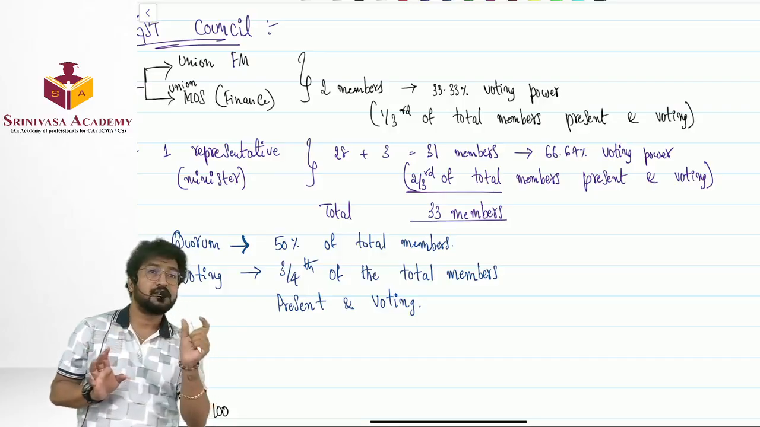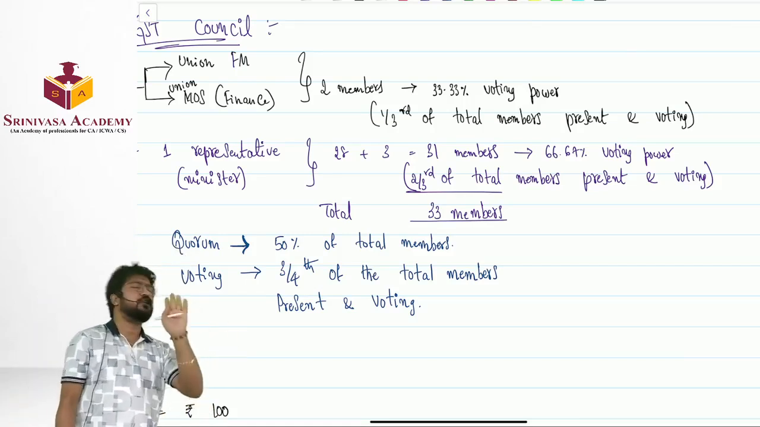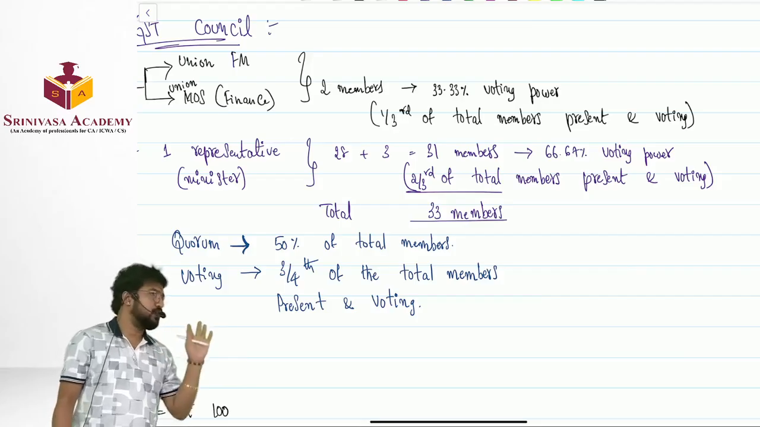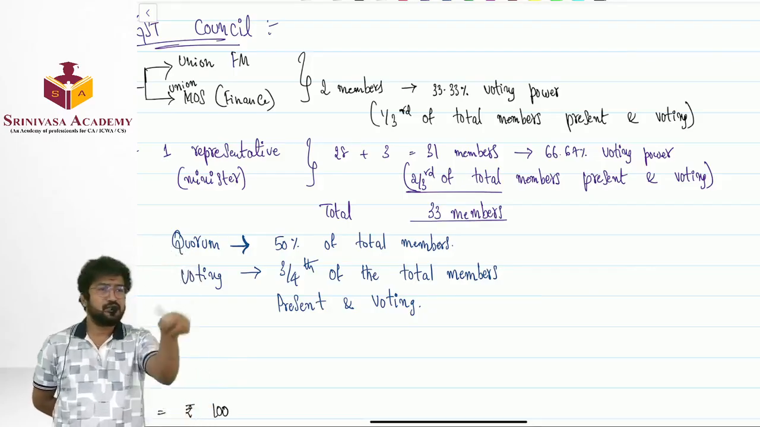But what is the correct answer? 2/3 of the total number of members present and voting. Very important line. Please remember carefully: 2/3 of the total members present and voting. If it is 2/3 of the total number of members present and voting, this is your share.